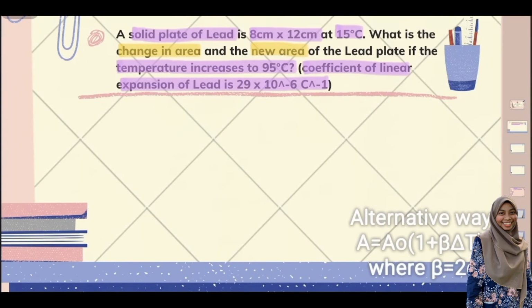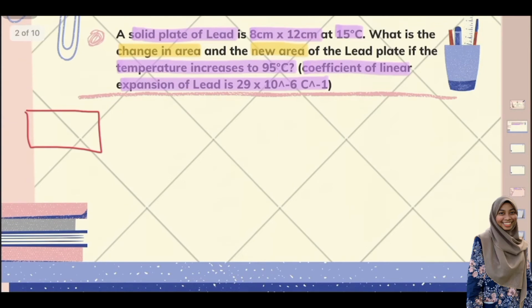First of all, we need to draw a plate with the length is 12 centimeter and the width is 8 centimeter. And the area is 96 centimeter square.